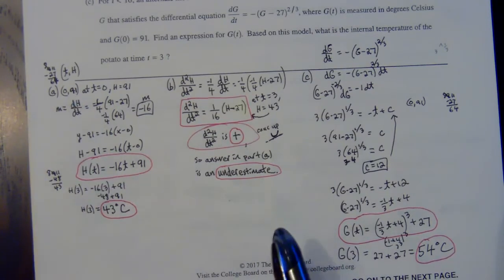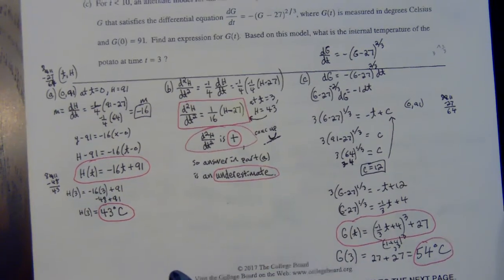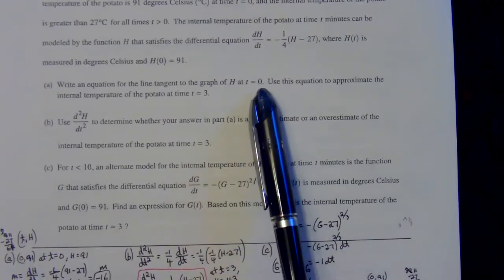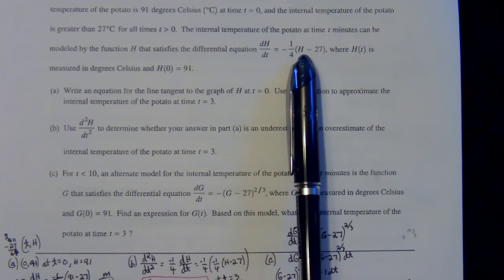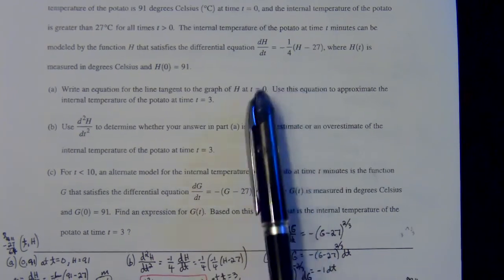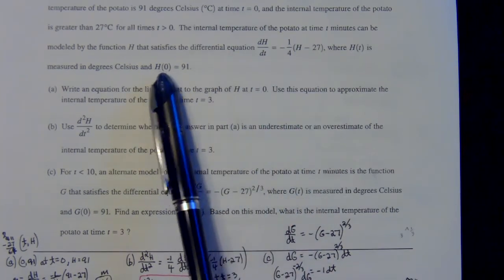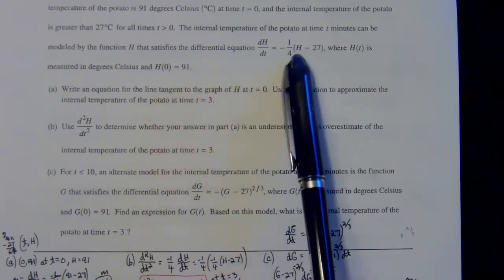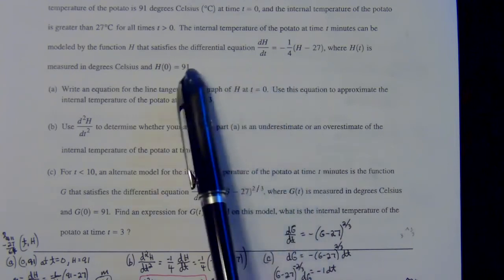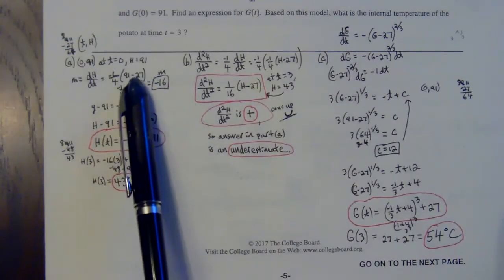And then to find the slope, we got to plug into the derivative. Now, normally you're used to plugging t equals 0 into your derivative, but when you go to your derivative, there's no t's in there. That's a little odd, but we know when t equals 0, h is equal to 91. And since my derivative has h's in it, I have to use the 91 for the h. So at t equals 0, h is 91. So I plug in 91 minus 27, and that was going to be 64.